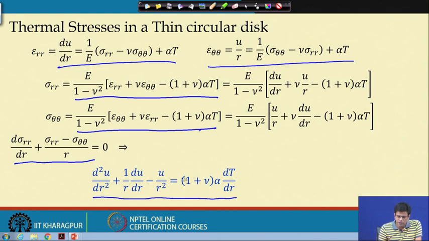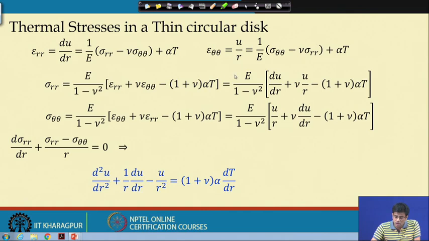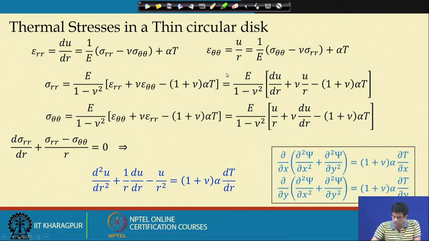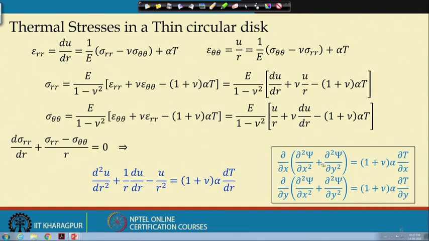Now if you look carefully, this type of differential equation we have studied earlier. So this is a simple case, but this type of deformation we have seen in terms of the displacement potential function. If you remember this displacement potential function, this del psi, this equation is very similar to this equation. You see, this is for the plane stress condition.